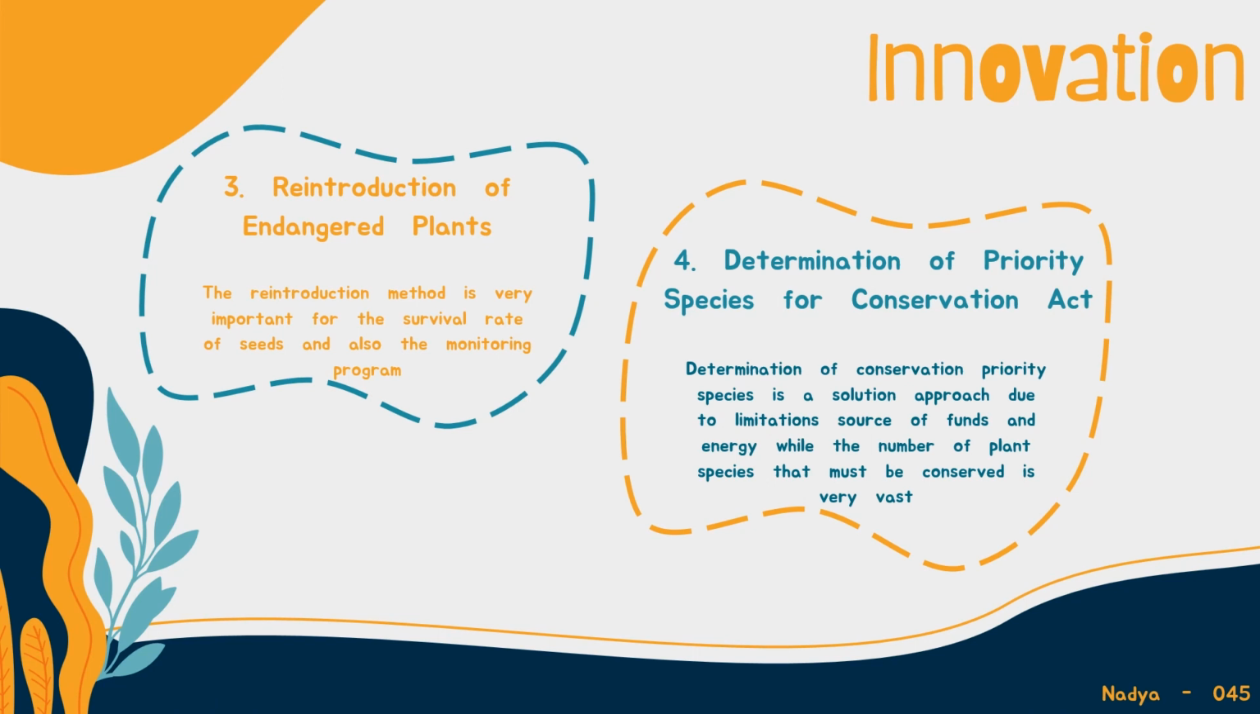Number 3. Reintroduction of endangered plants. The reintroduction method is very important for the survival rate of seeds and also the monitoring program. Number 4. Determination of priority species for conservation action. Determination of conservation priority species is a solution approach due to limitations of funds and energy, while the number of plant species that must be conserved is very large.